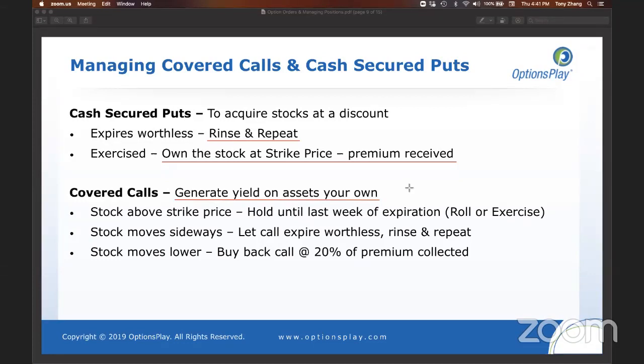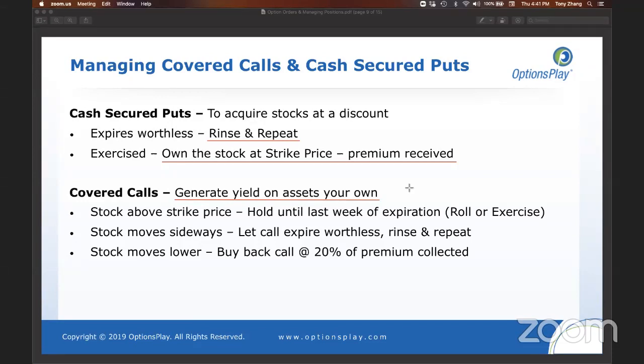When you sell a covered call, there are effectively three possible scenarios that will come about. Number one, the stock can go significantly higher above your strike price. Number two, the stock can simply move sideways. Number three, the stock can move significantly lower. And this is really where you have quite a few different options.